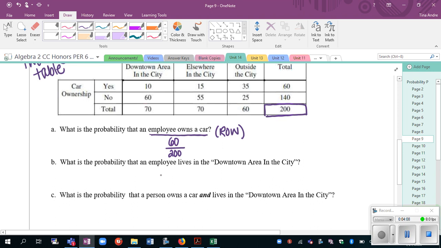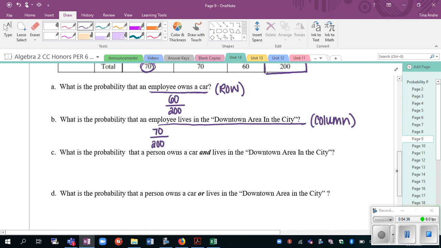What is the probability that an employee lives in the downtown area in the city? There are 70 employees that live downtown out of the total number of employees. So this would be considered a column probability because the total is coming from a column total.